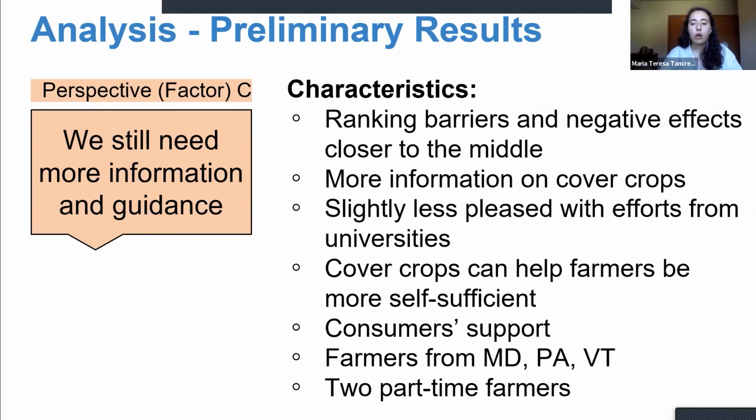They talked about how cover crops can help farmers be more self-sufficient, and even though they would like to see more incentives, they talked about their belief in consumer support. So they believe that consumers could pay more for commodities produced with practices like cover crops. The farmers in this group were from all 3 states. And what was interesting to notice is that 2 out of the 3 farmers in this factor were part-time farmers, where farming was their secondary occupation rather than their first one.